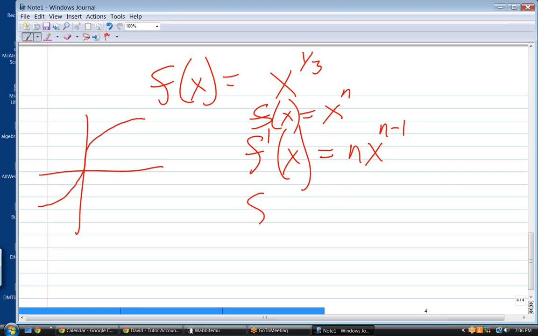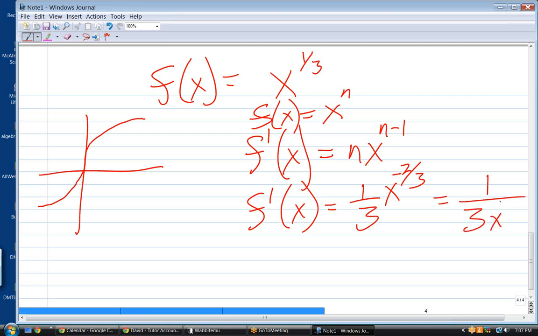So what would f prime of x be? It'd be 1/3 x to the negative 2/3, or 1 over 3 times the cube root of x squared. Okay. That's the same way as writing it like this. Correct? Yeah. What's the slope at x equals 0?